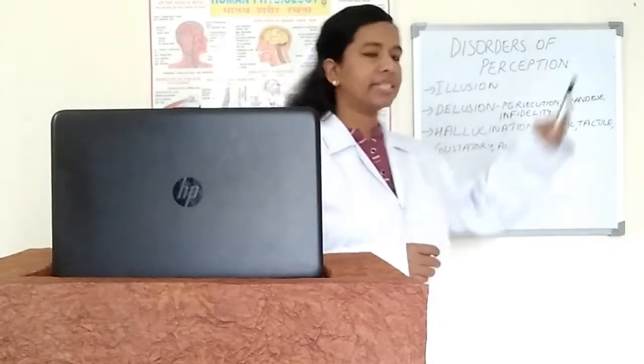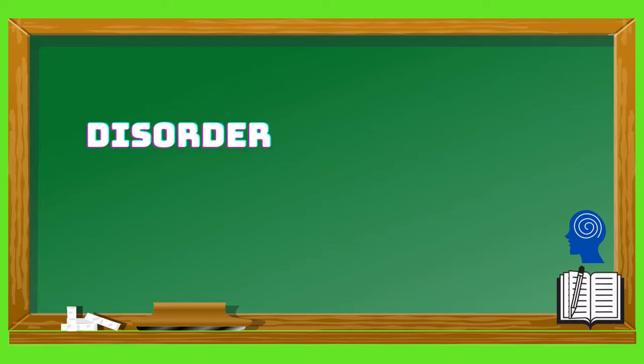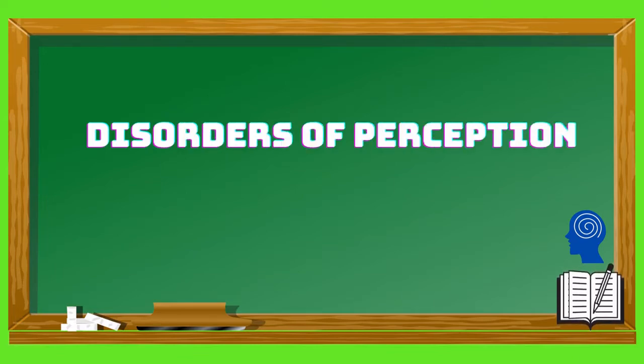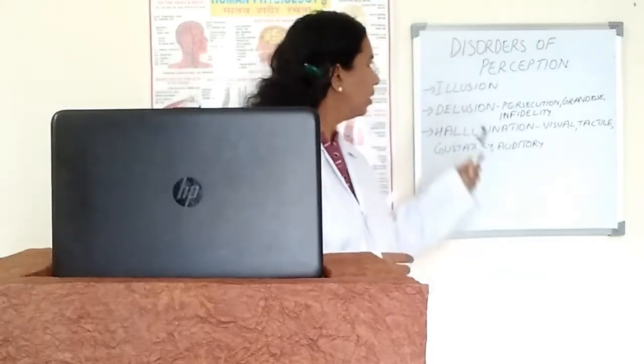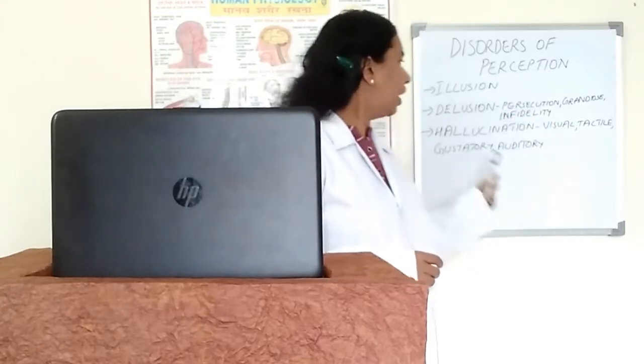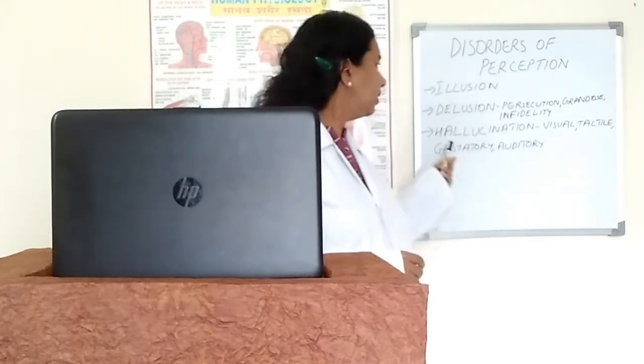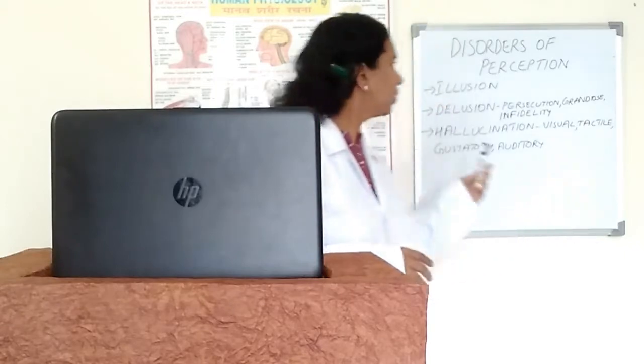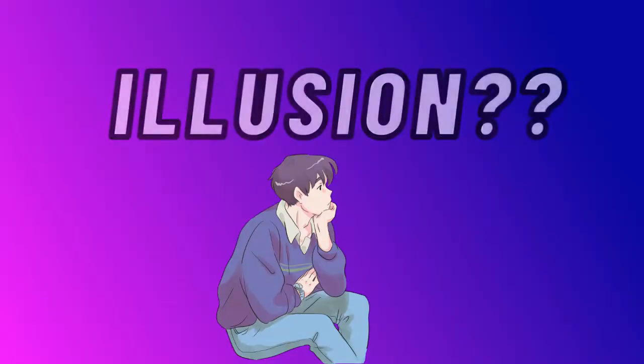Today we can discuss disorders of perception. Some words which are used in psychiatry, that is disorders of perception. One is illusion, another is delusion, third is hallucination. So we can see what are the differences between these words. These words are used in psychiatry. So what is illusion?